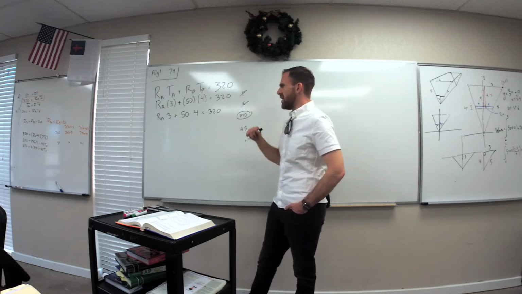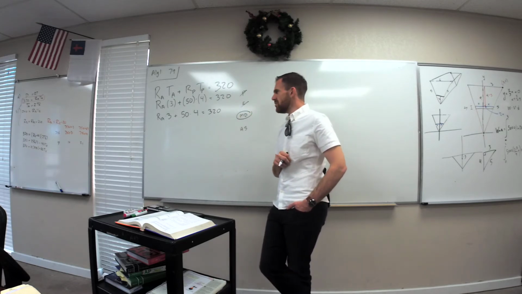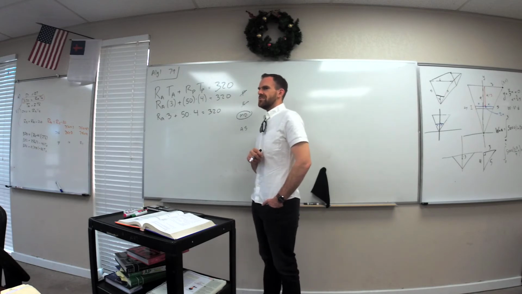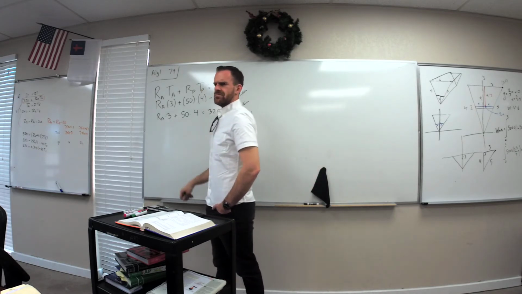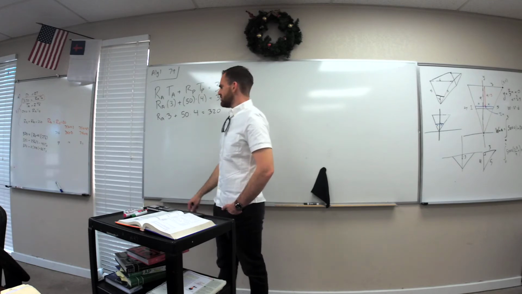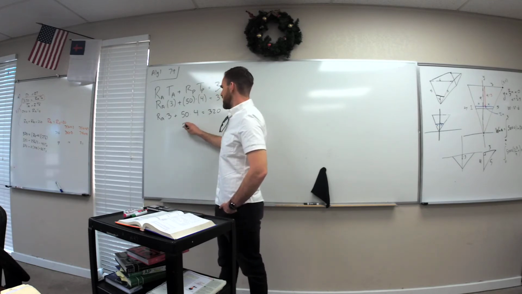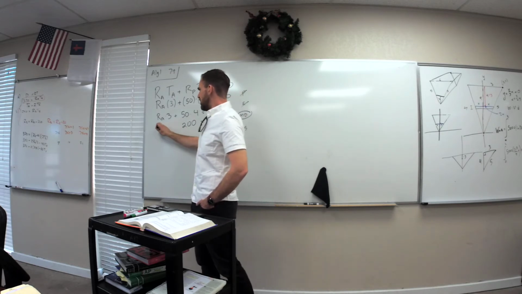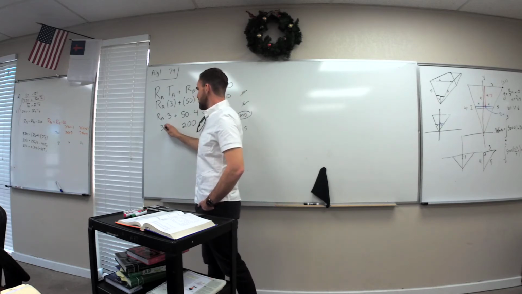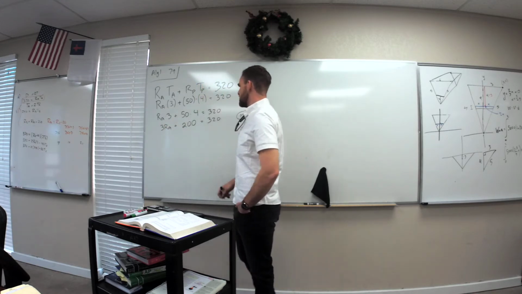Now we will multiply and divide. What do we multiply and divide in this problem? Daniel? 50 times 4. Which is? 90. Wait. Oh, I'm sorry. 200. 200. So we're going to line everything up perfectly. So I have 3RA plus 200 equals 320.